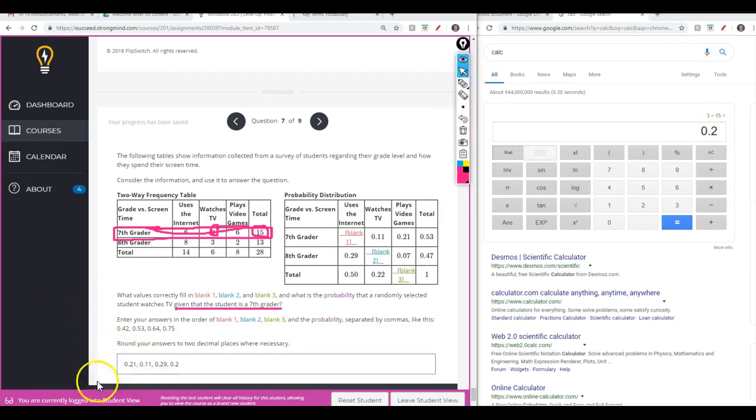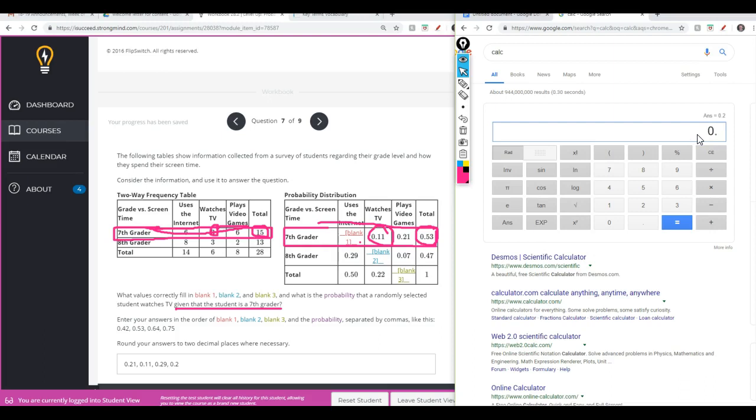So I hope that helps you navigate two-way frequency tables. If you wanted to use the probability distribution, you would actually just take this blank where it intersects. You would still narrow it down to 7th grader. And now it's out of this total. So it would be 0.11 divided by 0.53, which is still 0.2. So again, they line up the same way.